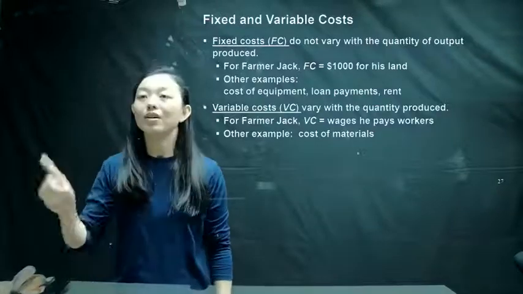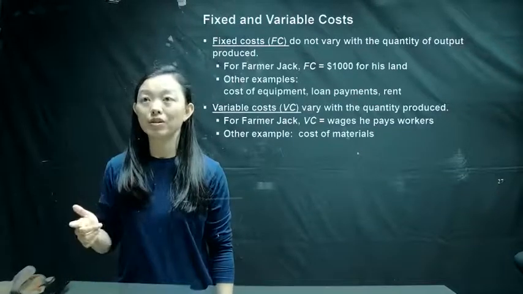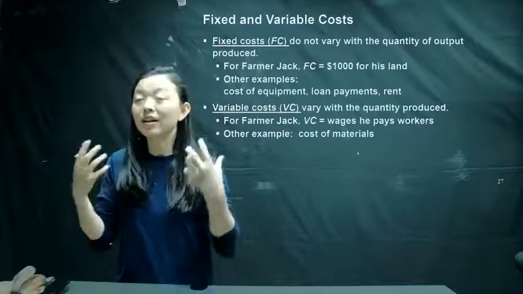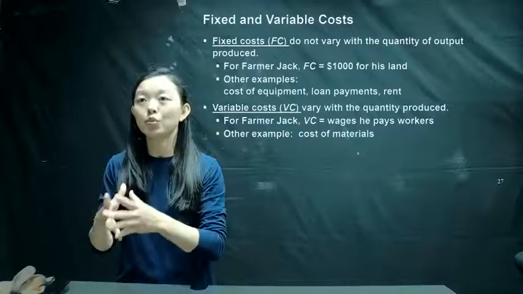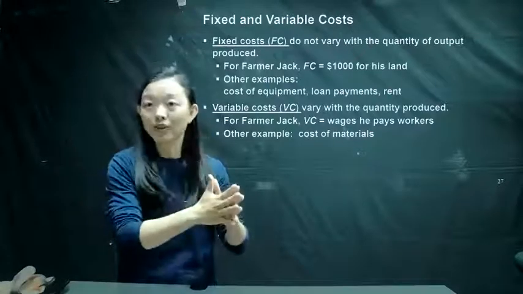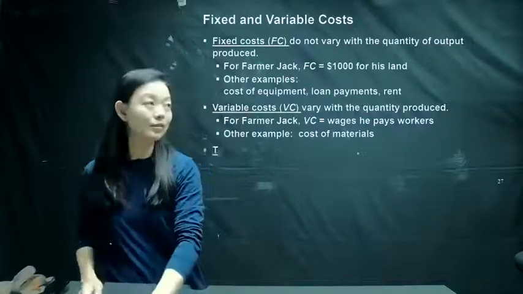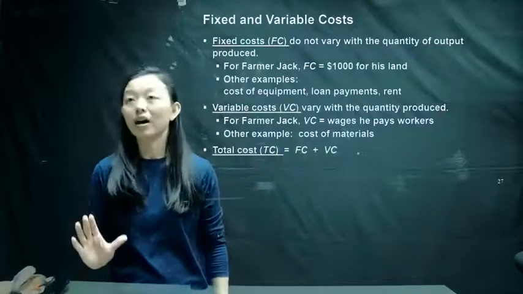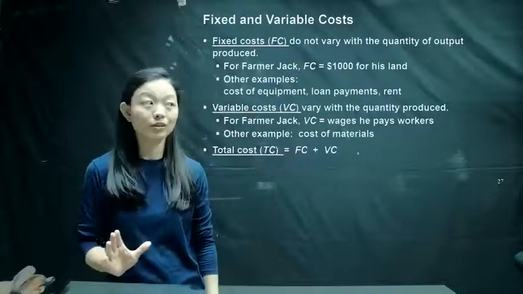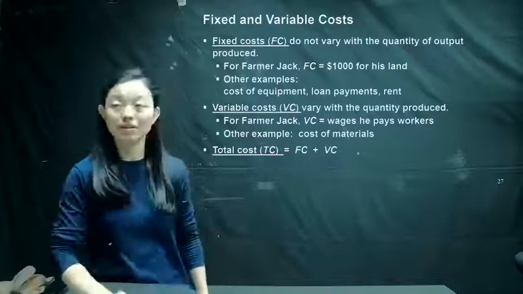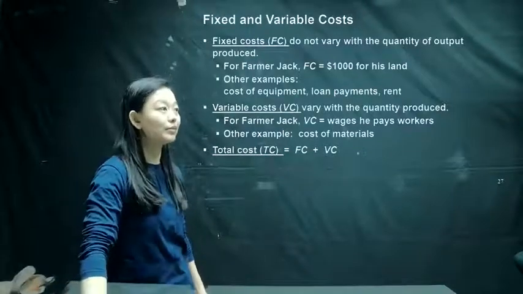One thing to emphasize: fixed cost or variable cost is about whether the cost varies with the output level or not. And the total cost is just equal to fixed cost plus variable cost, okay?